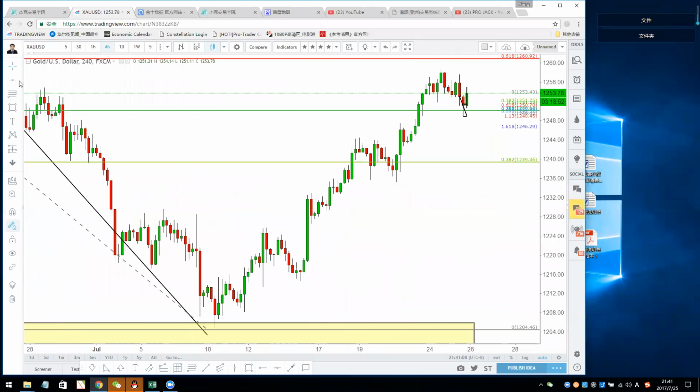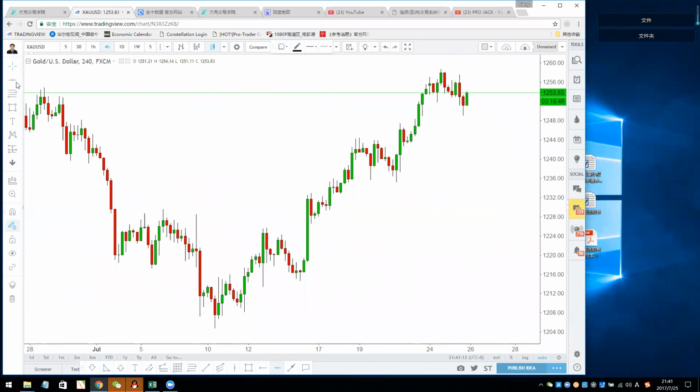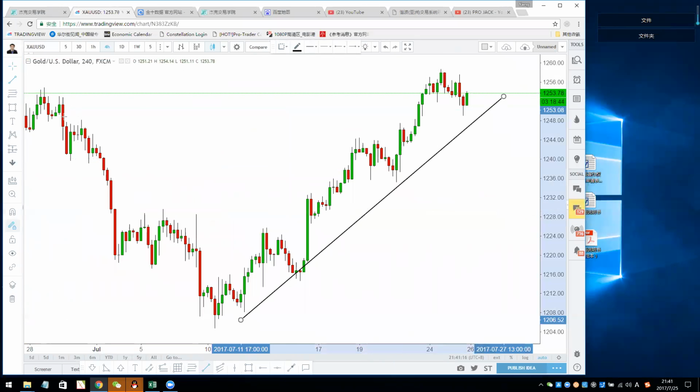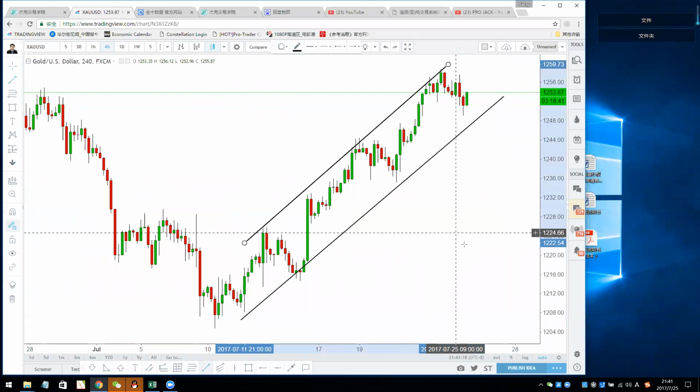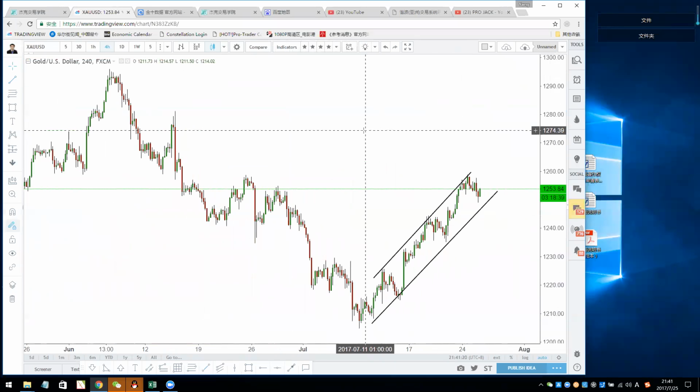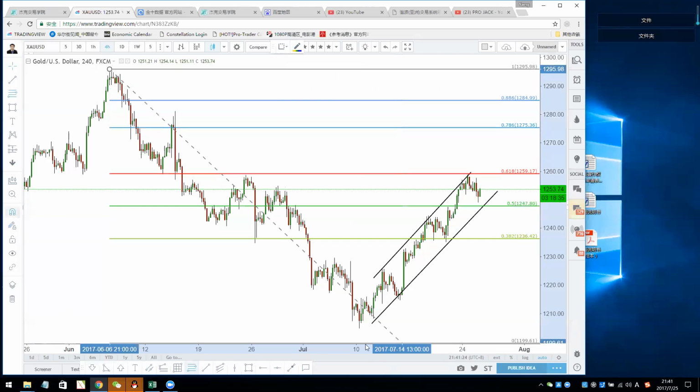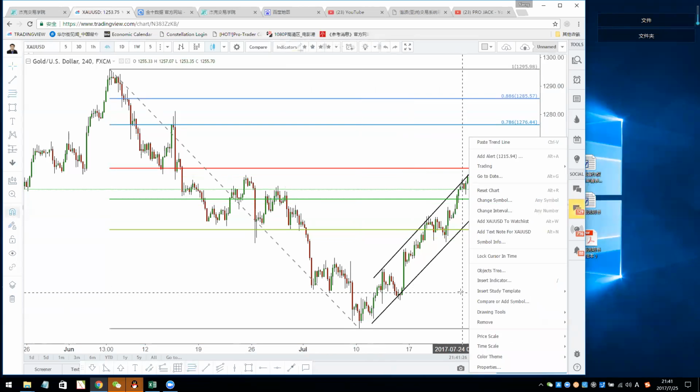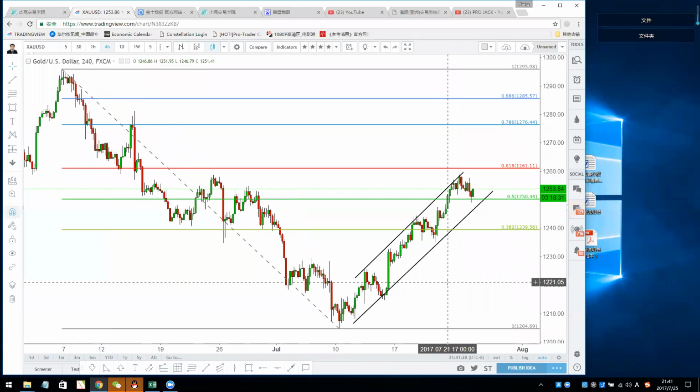That is a bullish channel. Until today, this bullish channel is still valid. You can see the bullish channel here. All right, so my immediate thought is that gold is going to touch 1261.